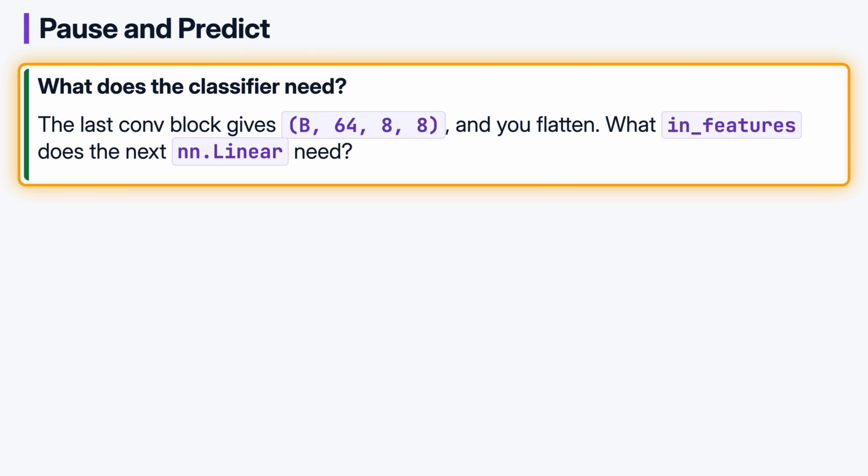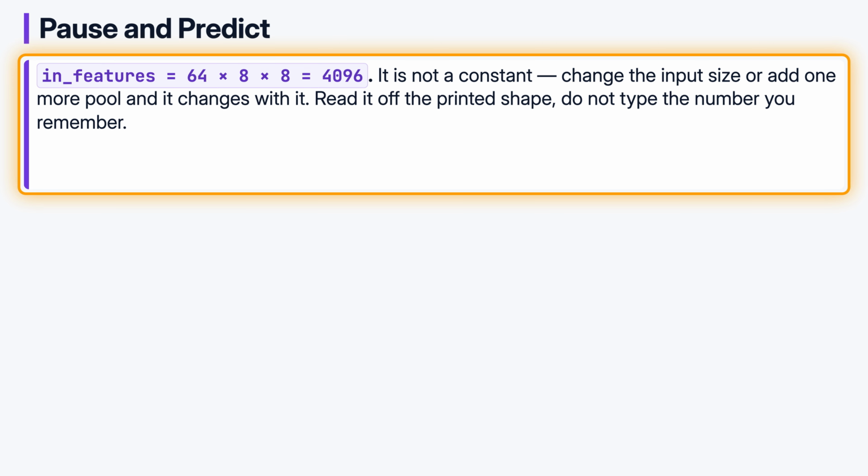Your turn. The last conv block gives batch, 64, 8, 8, and you flatten. What in_features does the next nn.Linear need? Pause and work it out. Okay, here it is. 64 times 8 times 8 is 4096. So in_features is 4096. But it is not a constant. Change the input size or add one more pool and it changes with it. Read it off the printed shape. Do not type the number you remember.